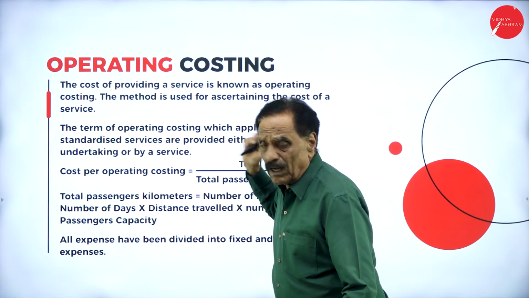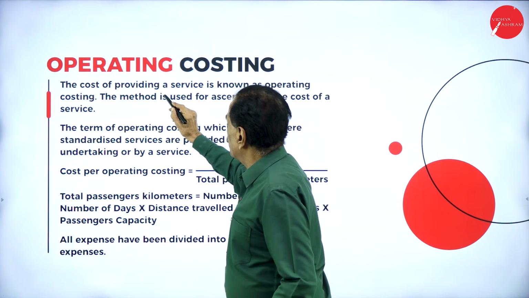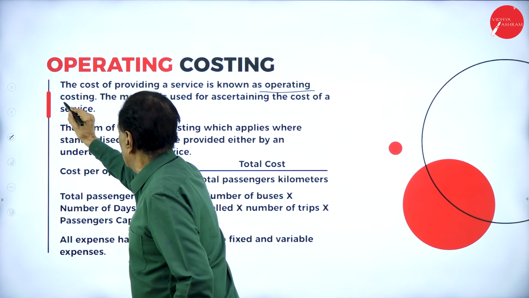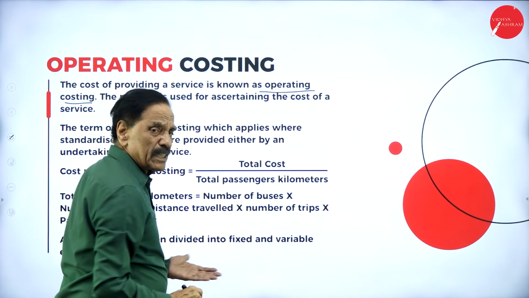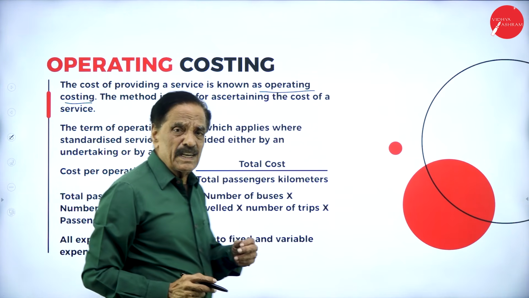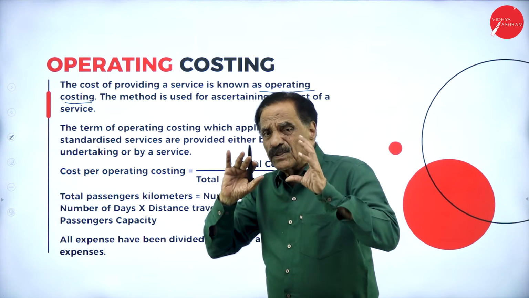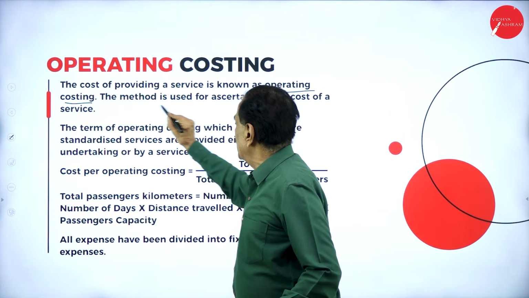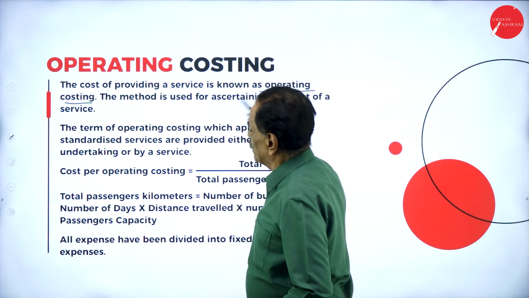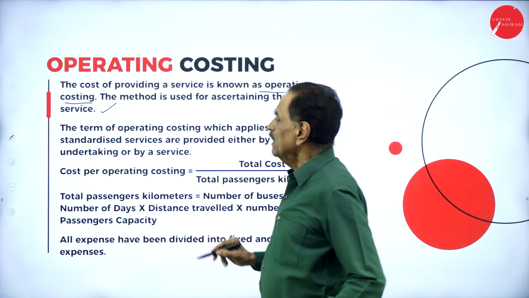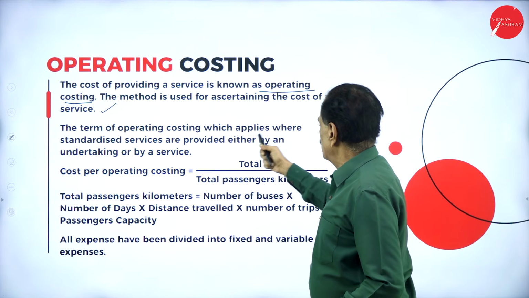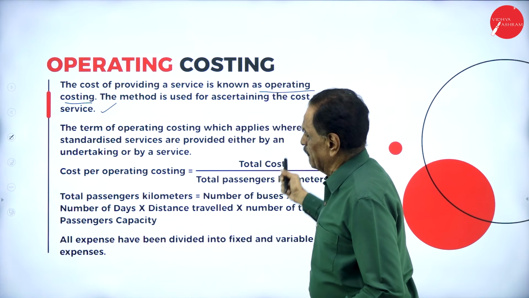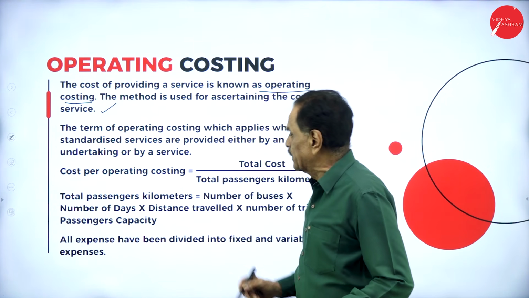What is operating costing? The cost of providing a service is known as operating costing. It may be bus service, it may be train service, it may be airways. The services rendered are called operating costing. The method is used for ascertaining the cost of a service. The term operating costing applies where standardized services are provided either by an undertaking or by a service.